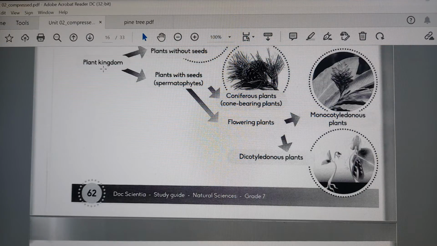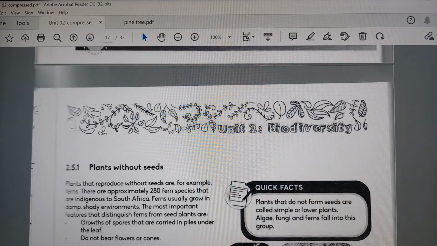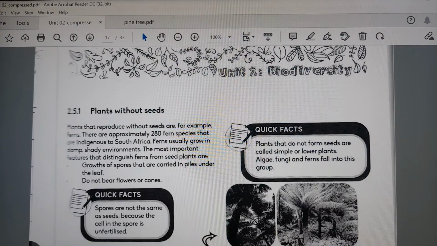So let's summarize. The plant kingdom has plants with seeds and plants without seeds. Of plants with seeds, we've got coniferous plants, which are cone-bearing plants, and we've got flowering plants. Of flowering plants, we've got monocotyledonous plants and dicotyledonous plants. These are new terms that you need to familiarize yourself with.